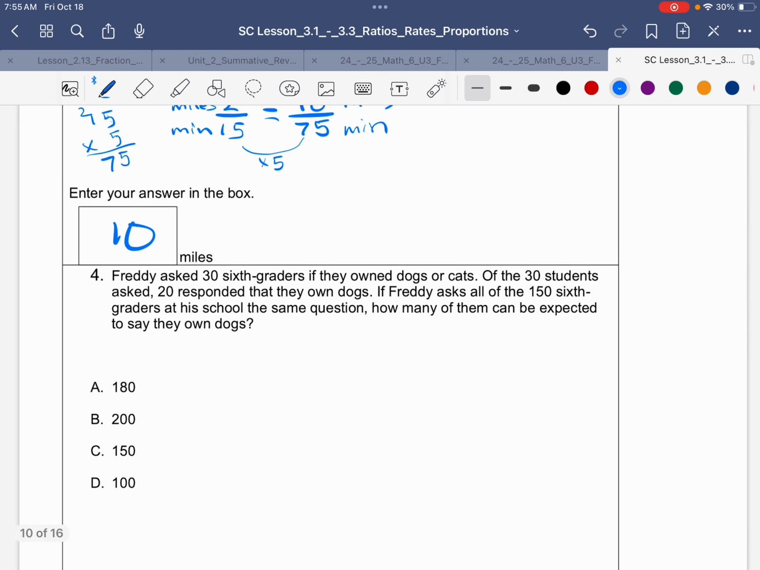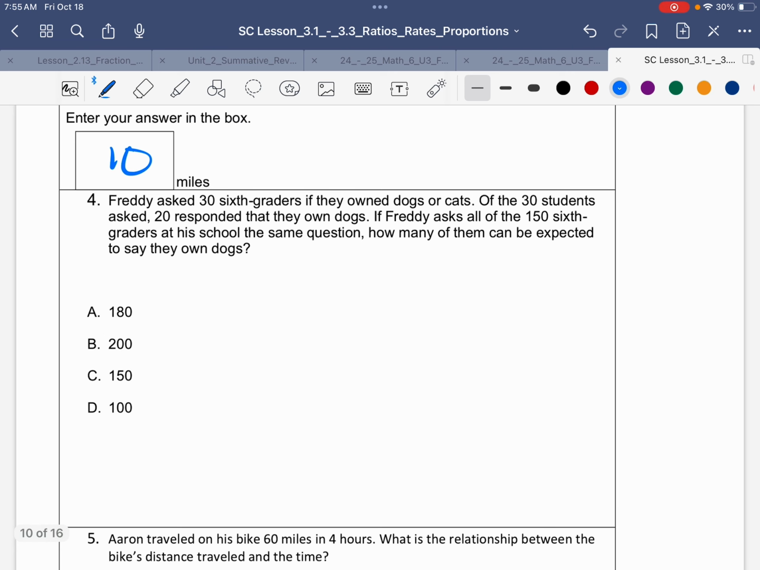All right. Number 4. Freddie asked 30 graders if they owned dogs or cats. Of the 30 students asked, 20 responded they have a dog. If Freddie asked all of the 150 graders at the school the same question, how many of them can be expected to say they own a dog?